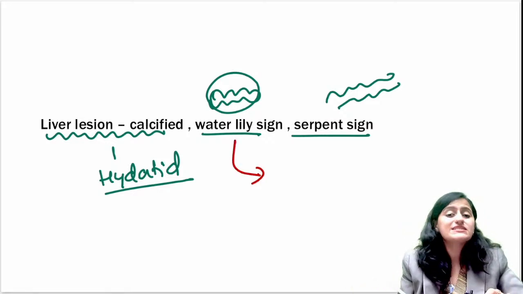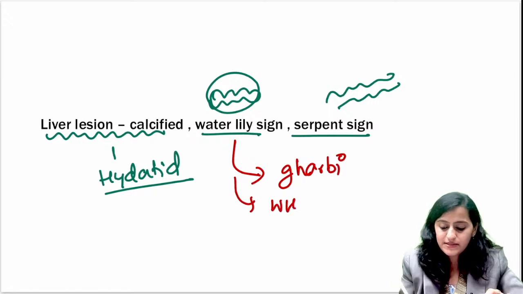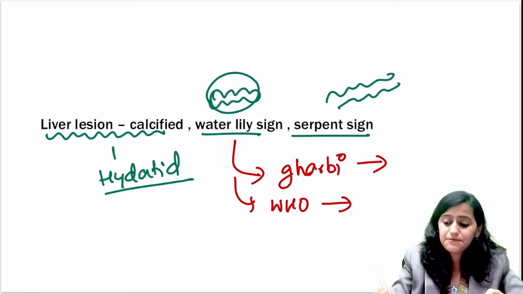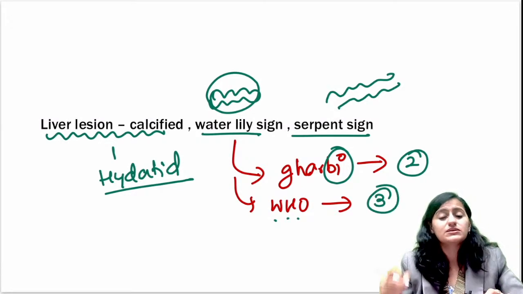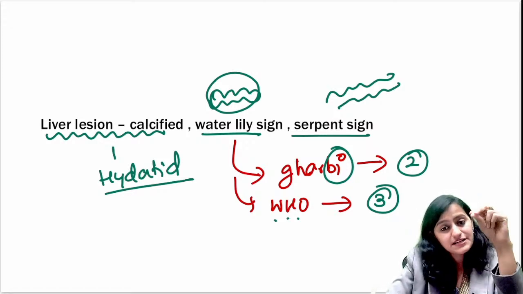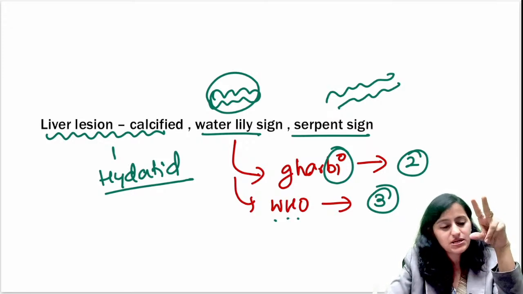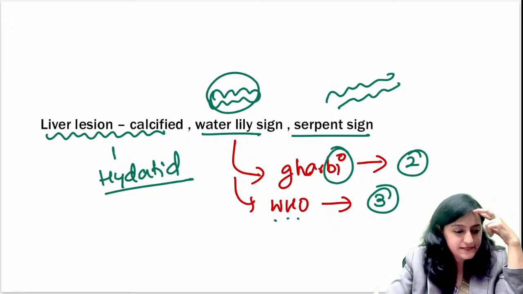If it is water lily sign, it is Gharbi what stage and WHO what stage? Gharbi. It is Gharbi stage 2. WHO, 3 letters, 3 words. It is going to be stage 3. Okay. So remember, Gharbi stage 2 and WHO stage 3. Okay. So you have to remember this. Right.